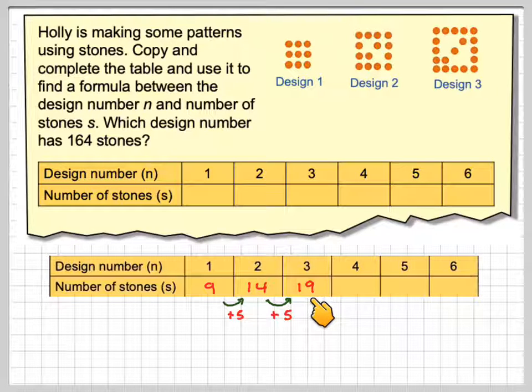So basically, all we need to do now is add 5 to 19 to get 24. Add 5 to 24 to get 29. And add 5 to 29 to get 34.